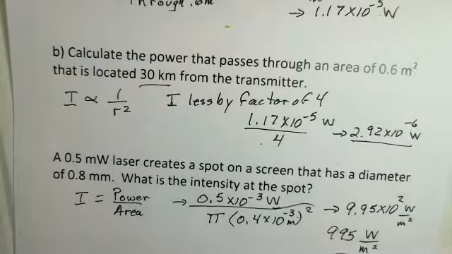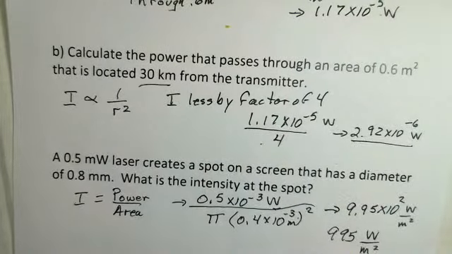1,000 watts per meter squared. A 100 watt light bulb, 10 100 watt light bulbs would be 1,000 watts. So that's not going to be comfortable.